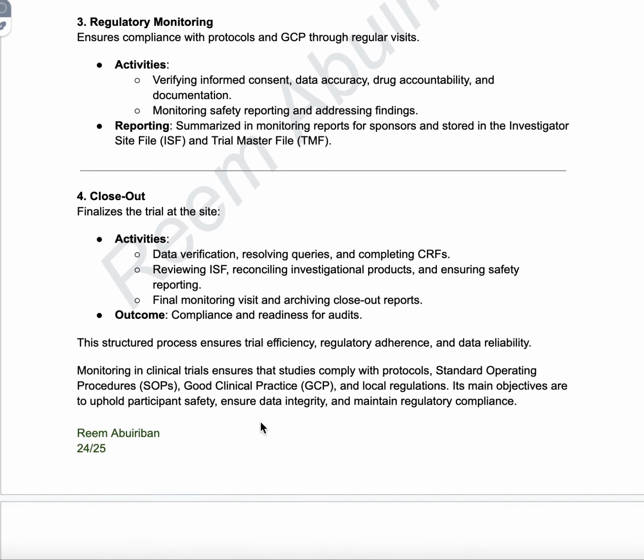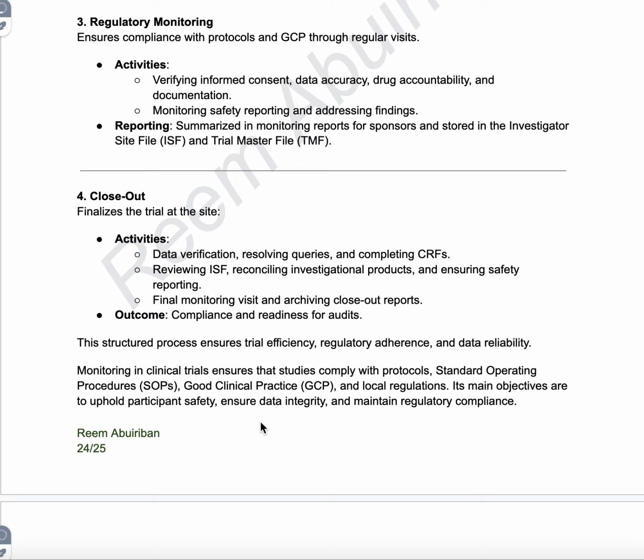Then the last function is close out, finalizing the trial at the site. How can that happen? By data verification, resolving queries and completing CRF, and reviewing ISF, which is the investigator site file, recording investigational products, and ensuring safety reporting. Finally, the monitoring visit and archiving close out reports, the end stuff.